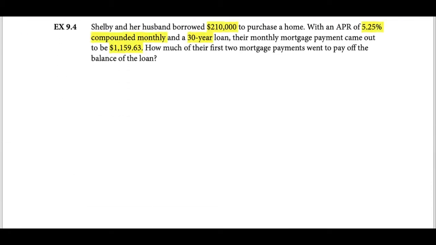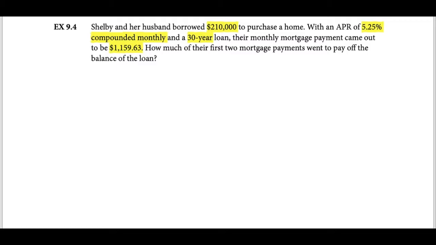We're told that Shelby and her husband borrowed $210,000 to purchase a home. The home loan had an APR of 5.25%, which was compounded monthly. It was a 30-year loan, and based on these terms, their monthly mortgage came out to be $1,159.63. If you think about the common structure of a loan problem, we've actually been given all of the variable values. There's nothing to solve for.